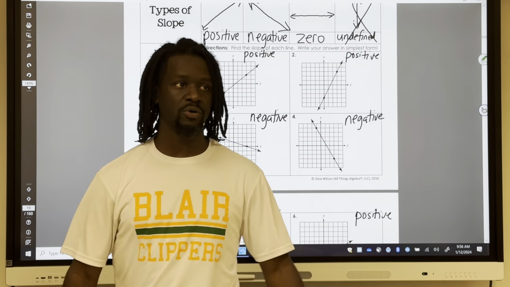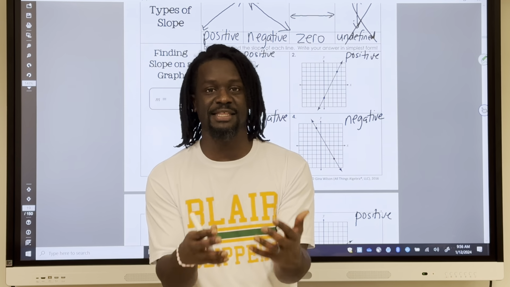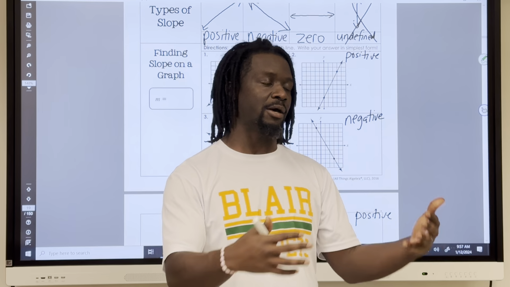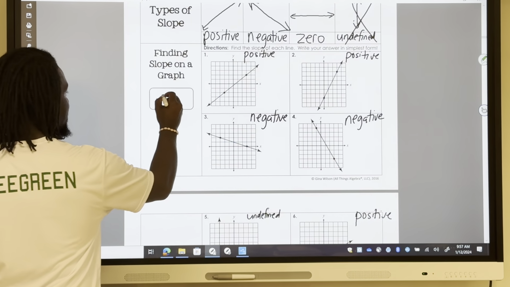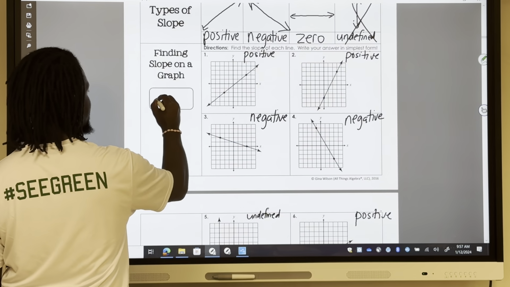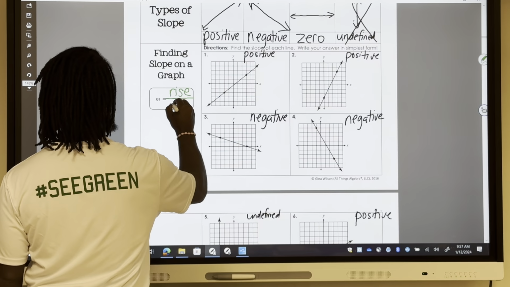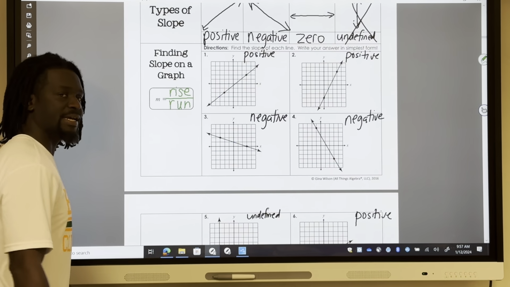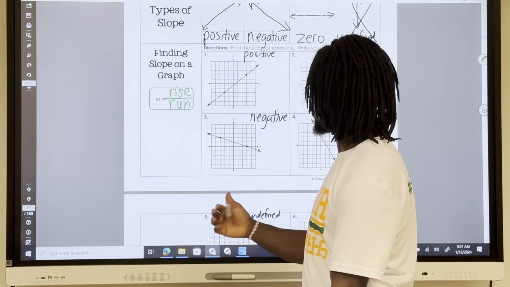And here is how you're going to do it. You're going to simply do it by counting. For this lesson, all you're going to need to do is be able to count. And if you can count, then you will be able to identify what the slope is. And so to find the slope, which is the M, you are going to do rise over run. Slope equals rise over run.